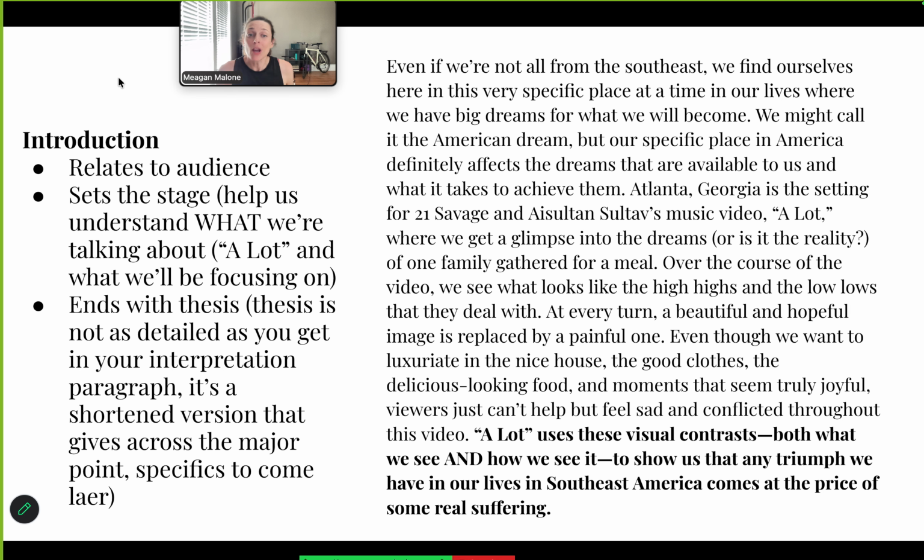We might call it the American dream, but our specific place in America definitely affects the dreams that are available to us and what it takes to achieve them. Atlanta, Georgia is the setting for 21 Savage and Aysel Sultan's music video A Lot, where we get a glimpse into the dreams, or is it the reality, of one family gathered for a meal.